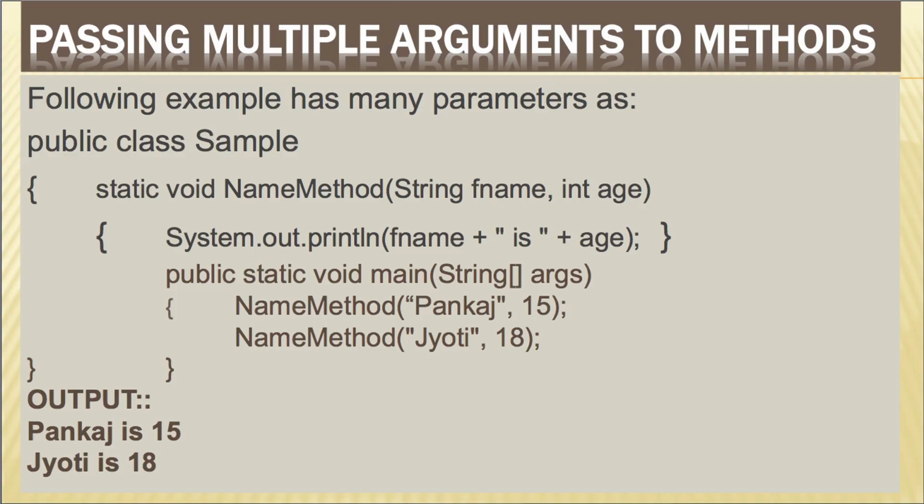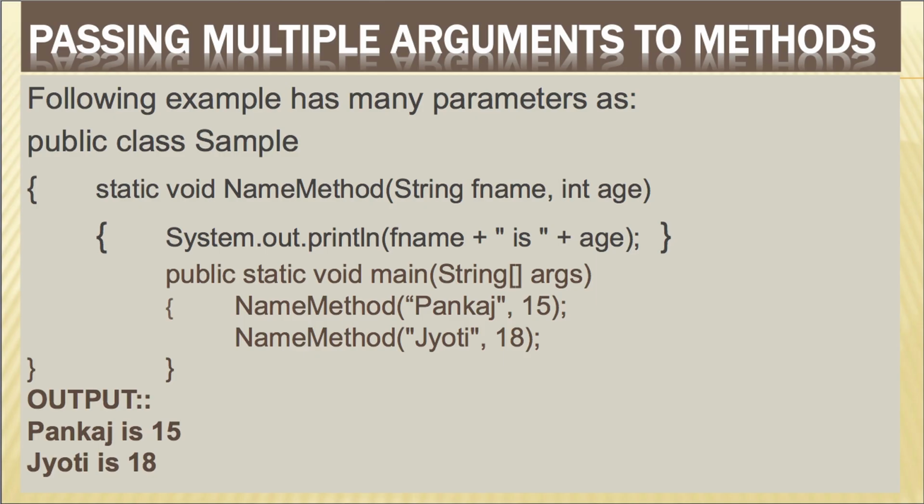Now see the multiple arguments, how to pass multiple arguments to a method. Here in this program we have public class sample, and inside the sample class we have the first function, static void name method, and in this method we are passing two arguments. The first is fname and the second is age. So we can pass two arguments at a time.